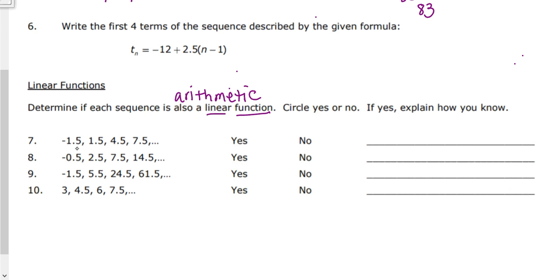So negative 1.5 to 1.5, I can see is adding 2, but 1.5 to 4.5 is adding 3, and 4.5 to 7.5 is also adding 3. Now this is different than if we were dealing with a table. This is my first, second, third, and fourth term. So I can see I don't have a constant rate of change, or in this case, I don't have a constant common difference. So no, it's not arithmetic. There's no common difference.